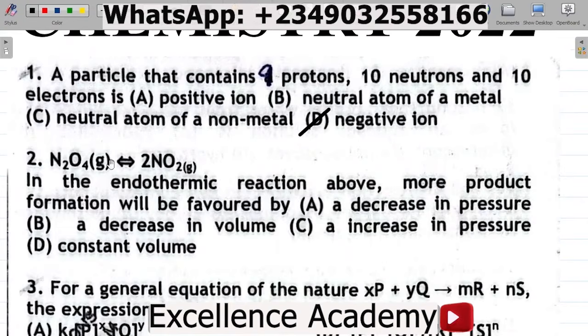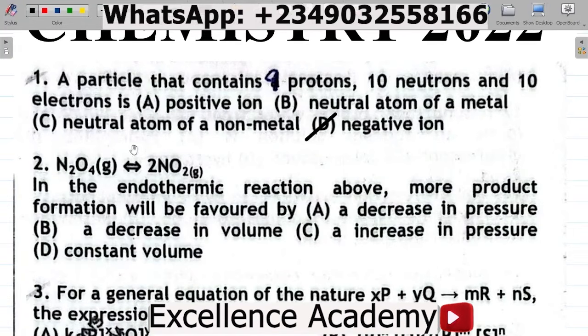Question number 2, you have this reaction here. They said in the endothermic reaction above, more product formation will be favored by A, a decrease in pressure, B, a decrease in volume, C, an increase in pressure, D, constant volume. Now, considering the equation of reaction we have here, the first thing you want to observe is that the reactant and product formed are both gases.